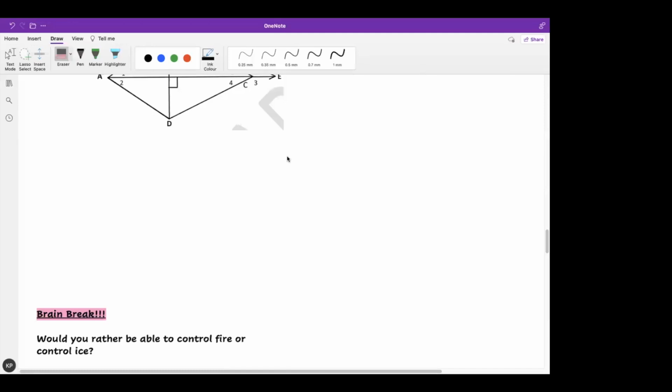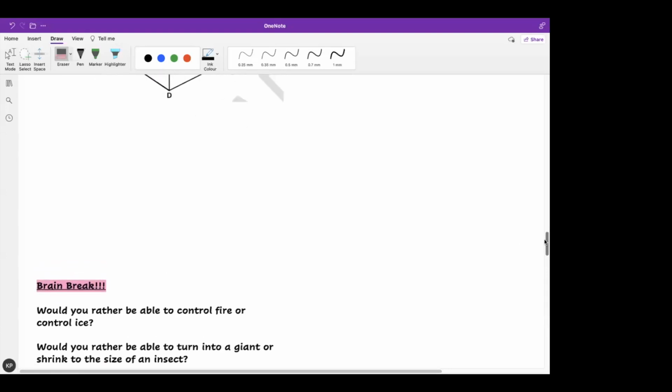Okay, let's hear who's next. Sia, are you ready for your question? Yes, ma'am. Would you rather be able to turn into a giant or be able to shrink to the size of an insect? I think it'd be better if I was able to shrink to the size of an insect. Why don't you want to grow into a giant? Mainly because when I grow, it'll be more of a problem for me and everyone else than when I shrink.